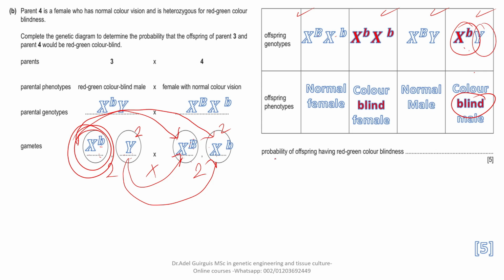Now he asked me about the probability of offspring having red-green color blindness. What is the probability? How many have red-green color blindness out of 4? Here color blind, 2 out of 4. So 50% of offspring carry this disorder. 50%.